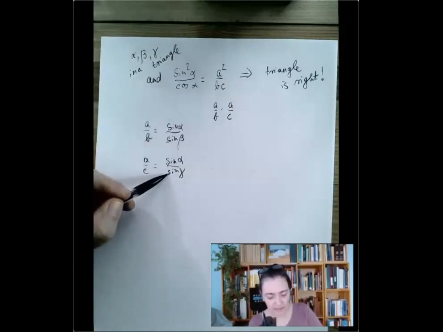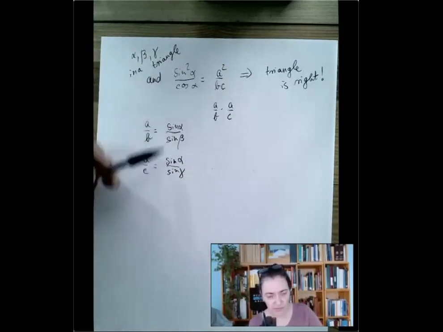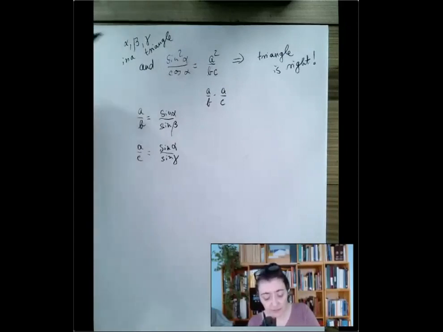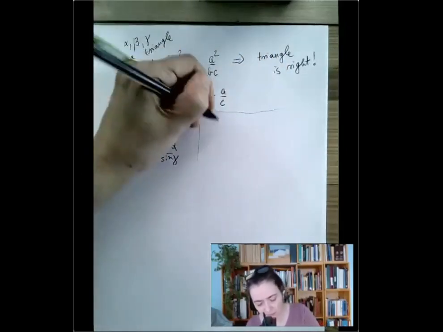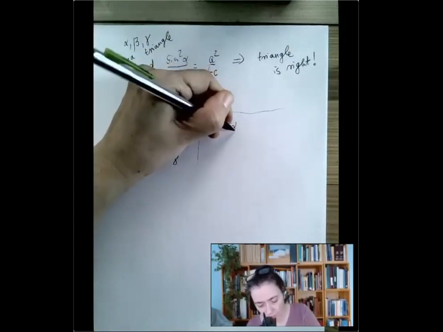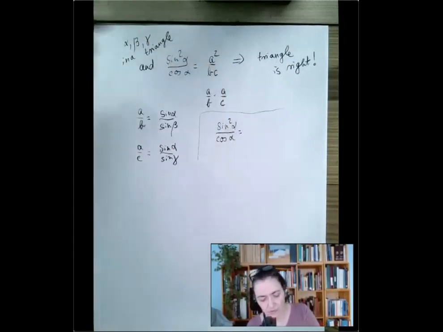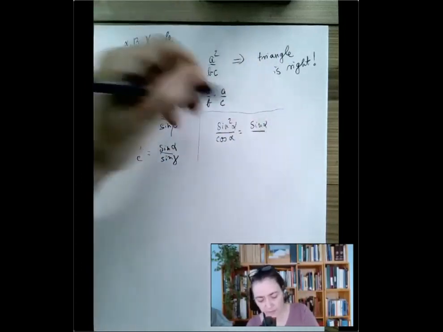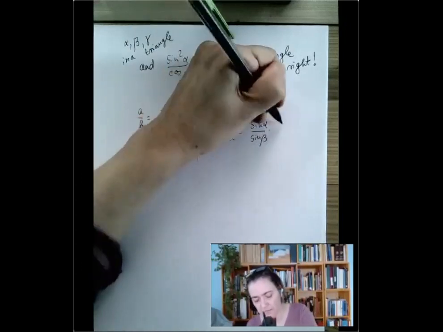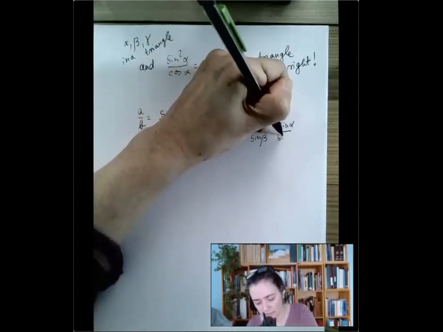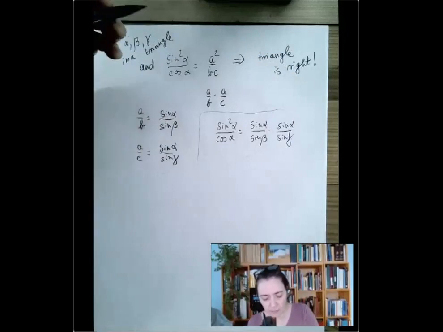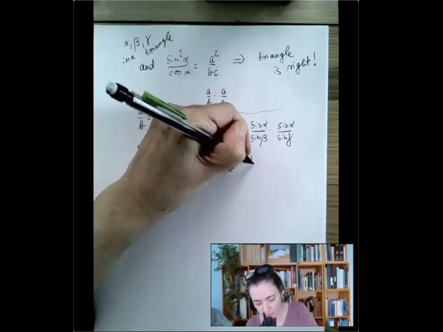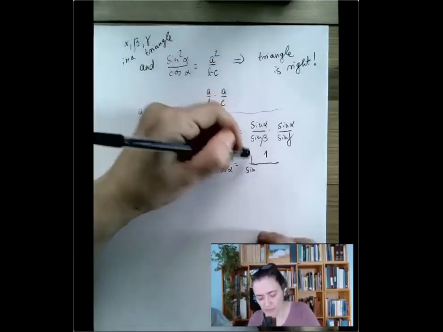And I think that's attractive because then sine squared alpha is going to be in the numerator of both expressions. So let's just rewrite the right-hand side accordingly. So we have sine squared alpha over cosine of alpha equals sine alpha over sine beta times sine alpha over sine gamma. And then we can divide both sides by sine squared alpha, and we get 1 over cosine alpha equals 1 over sine beta sine gamma.